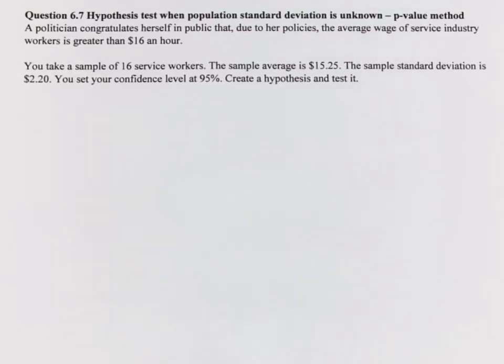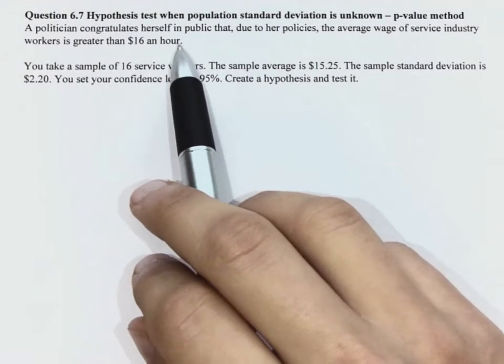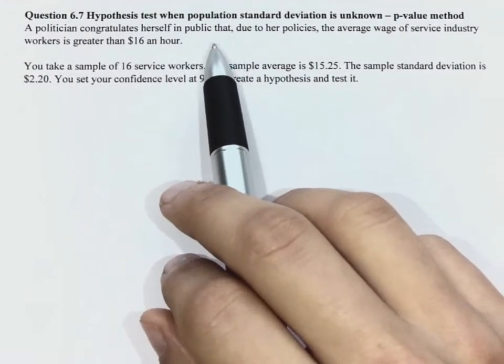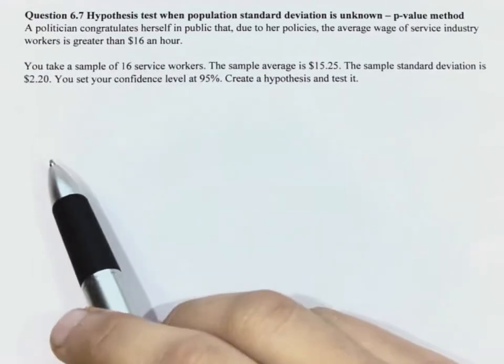Let's review another hypothesis test when the population standard deviation is not known, using the p-value method. Once again, the p-value method is used when we have sample information and we're looking at the probability that we would get that sample average. So let's jump in. A politician congratulates herself in public that due to her policies, the average wage of service industry workers is greater than $16 an hour.